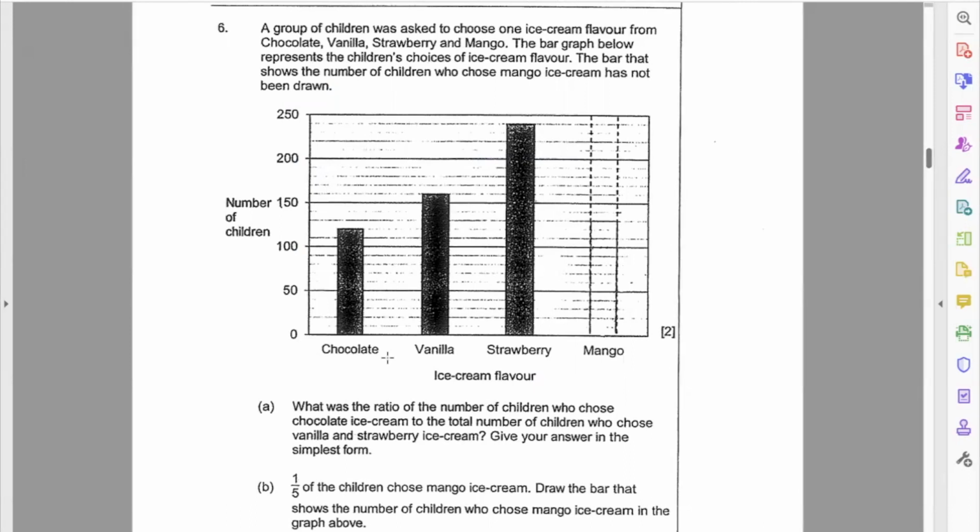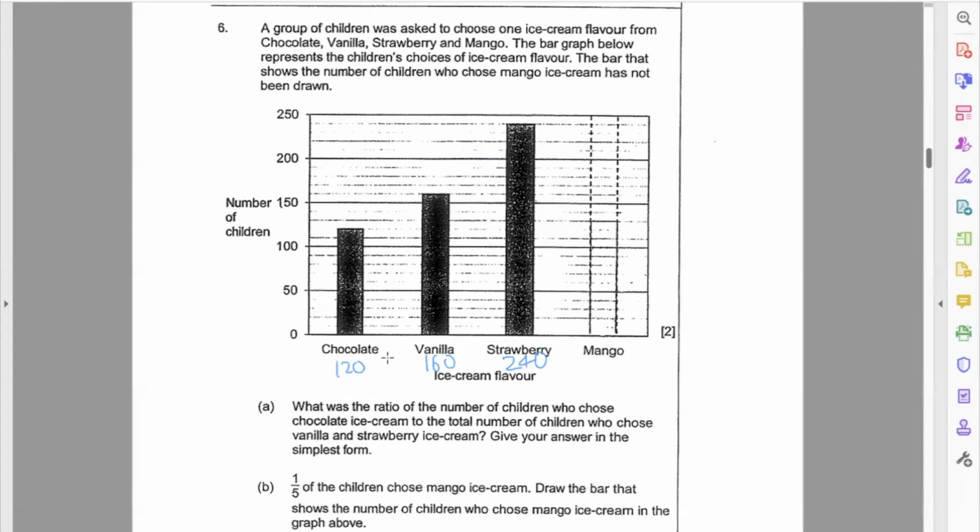This is 120. This is 160. It's pretty easy to look and track the lines. 240. Mango, we are not sure yet. Now, what was the ratio of the number of children who choose chocolate ice cream to the total number of children who choose vanilla and strawberry ice cream?